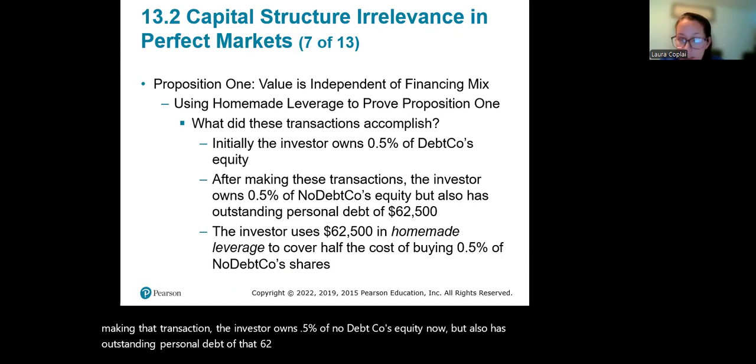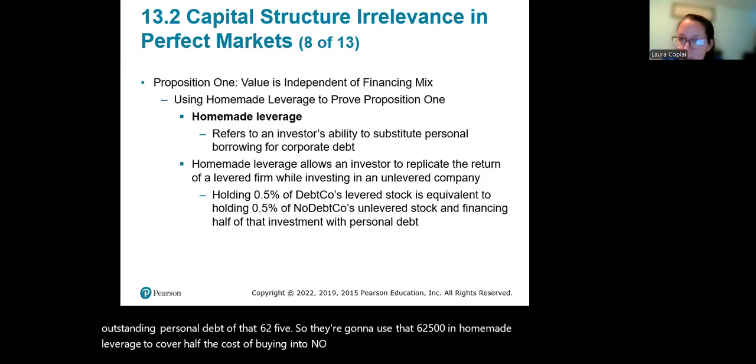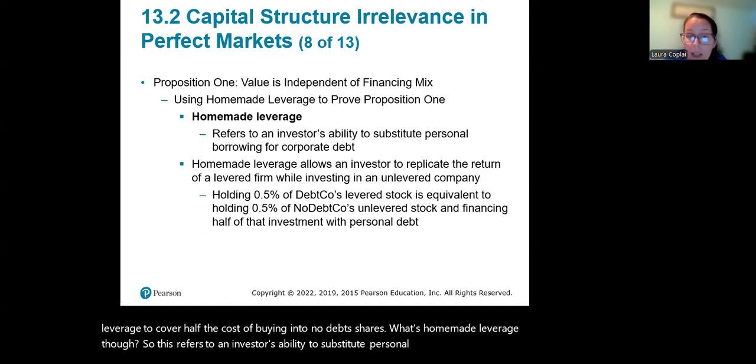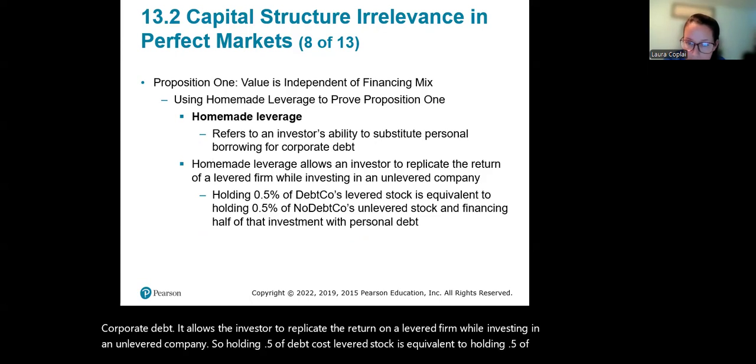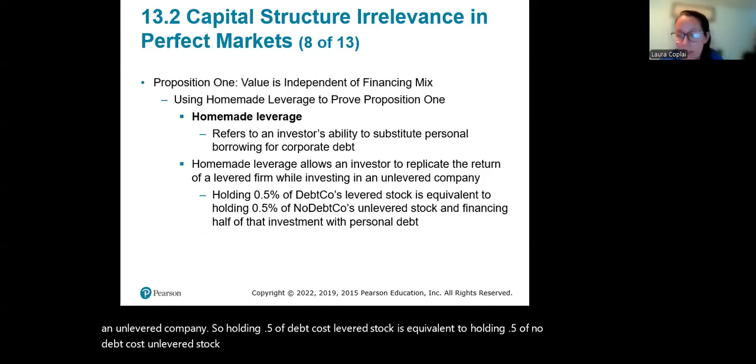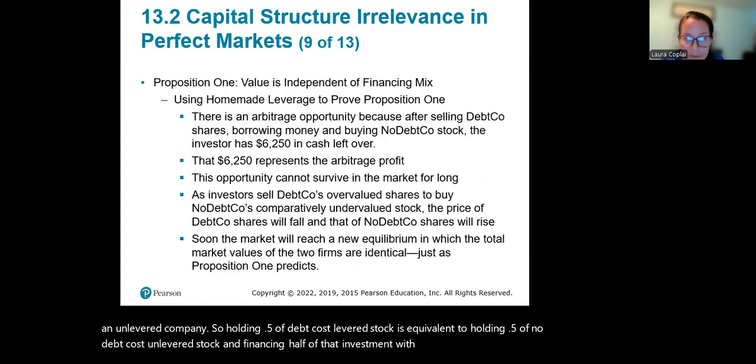So they're going to use that 62,500 in homemade leverage to cover half the cost of buying into No Debt shares. What's homemade leverage, though? This refers to an investor's ability to substitute personal borrowing for corporate debt. It allows the investor to replicate the return on a levered firm while investing in an unlevered company. So holding 0.5 of Debt Co.'s levered stock is equivalent to holding 0.5 of No Debt Co.'s unlevered stock and financing half of that investment with personal debt.